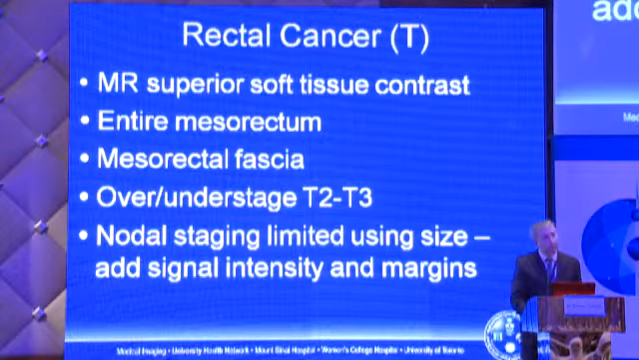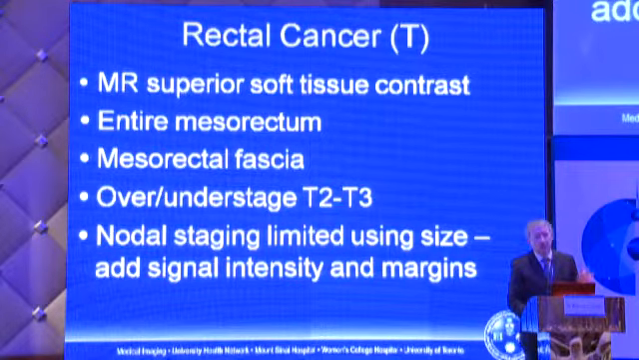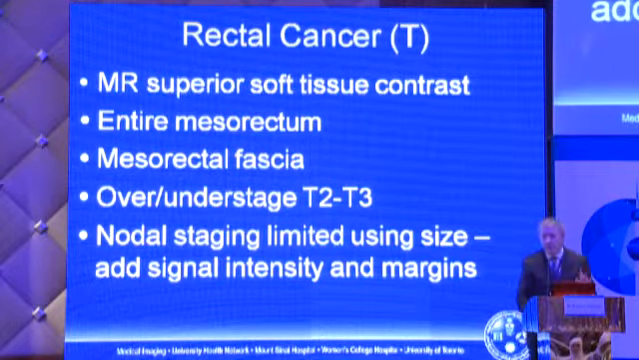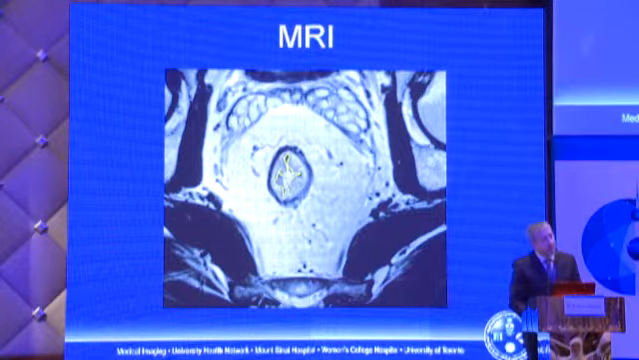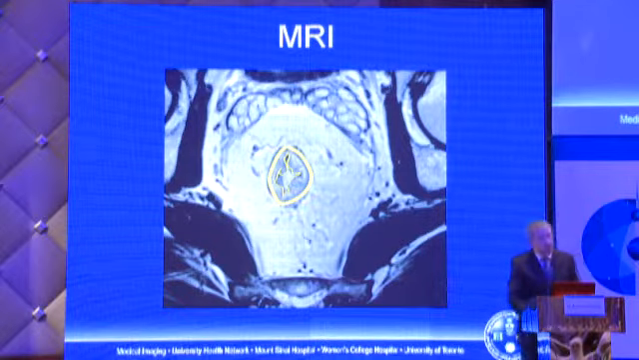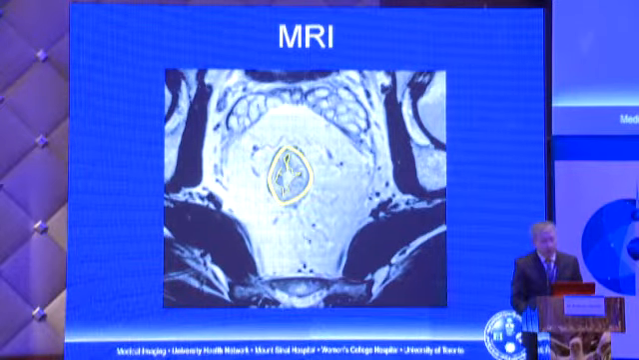staging is limited based purely on size. So you should add signal characteristics and the margins of the nodes. Are they very well defined, or are the nodes ill-defined? Here's an example of what we can see with MR, a section through the high rectum where we can see three layers: the mucosa and muscularis mucosae, the muscularis propria, and in between, the submucosa.